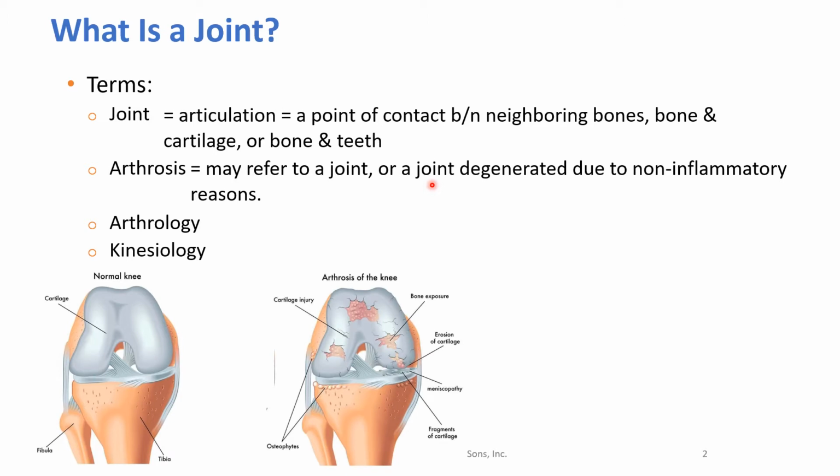So arthrosis may refer to that as well, or it could be a little bit more specific, talking about a degenerated joint, and this is due to non-inflammatory reasons. So not like arthritis, rheumatoid arthritis, that's all inflammatory, but this is more due to aging and wearing out of the joint. So you'll hear about osteoarthrosis and osteochondritis, which we'll talk about a little bit later.